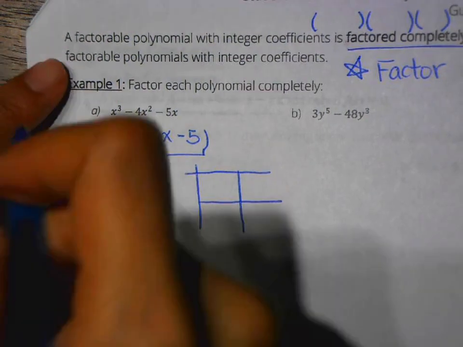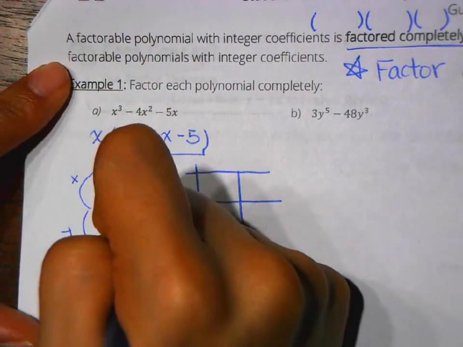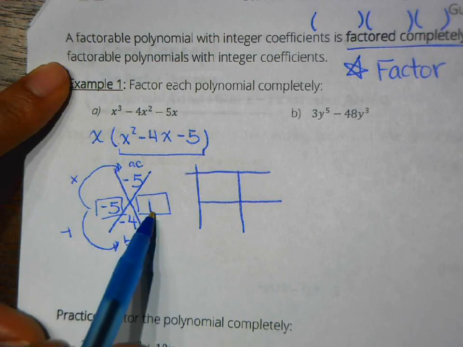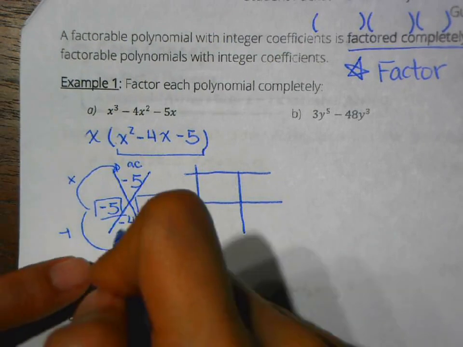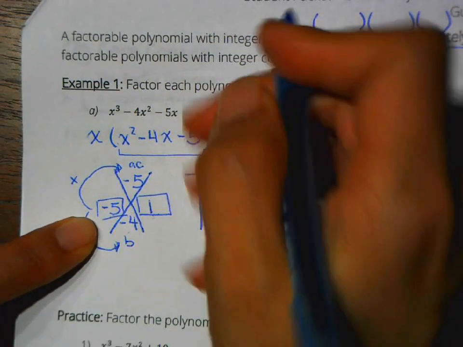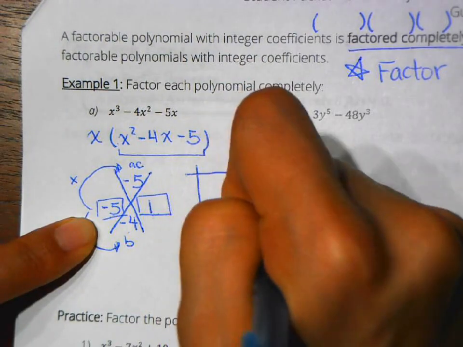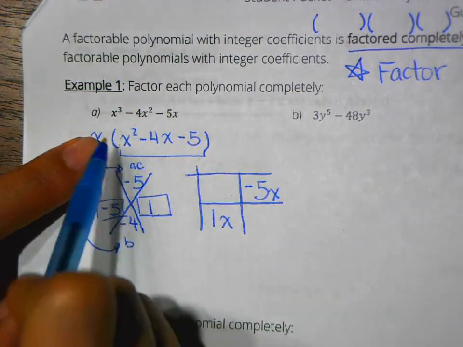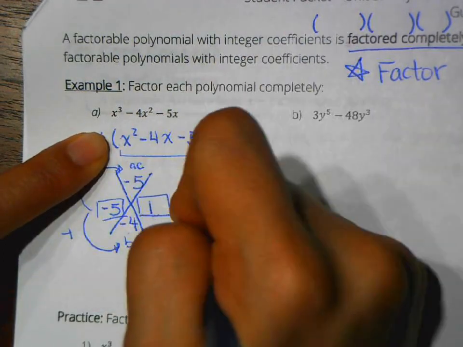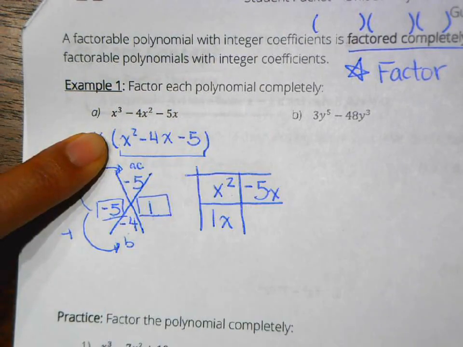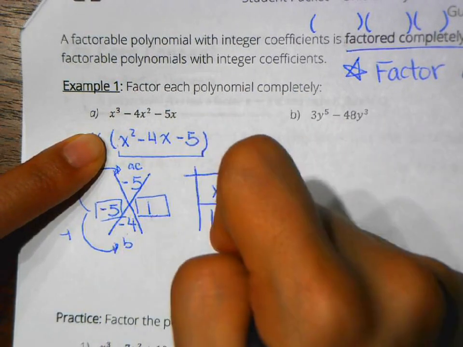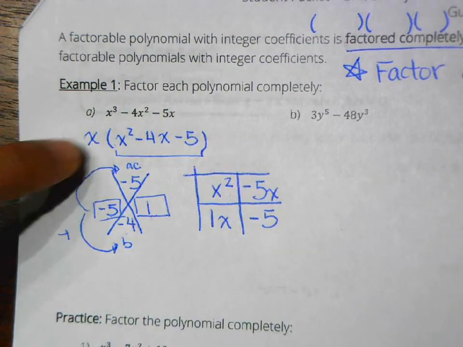Well, I can do negative 5 times positive 1. Negative 5 times 1 is negative 5. Negative 5 plus 1 is negative 4. Now that I know what those 2 numbers are, those 2 numbers go in the diagonal, negative 5x, 1x. Your first box is going to be your ax squared. The last box is going to be your c, which is minus 5.